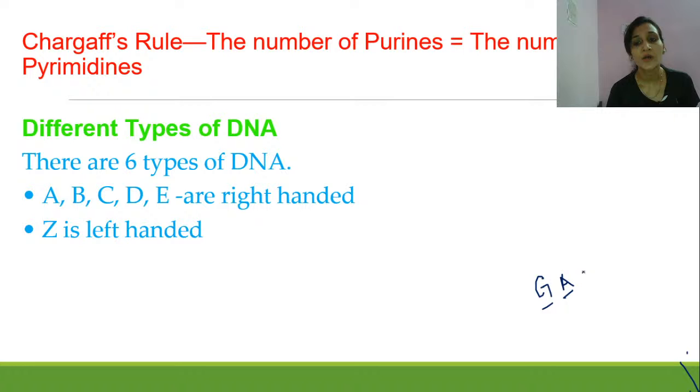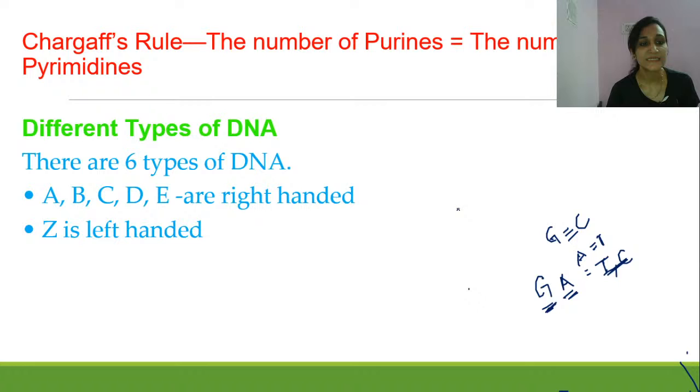Then there are different types of DNA. And what are these different types of DNA? A, B, C, D and E. These are the right-handed ones. And Z is the left-handed. Right-handed and left-handed. So all of them are right-handed.